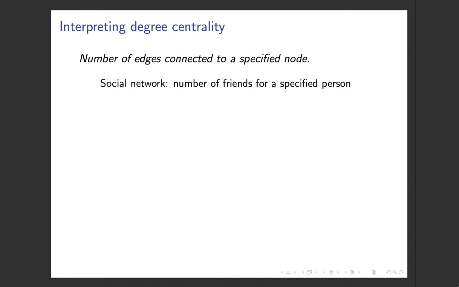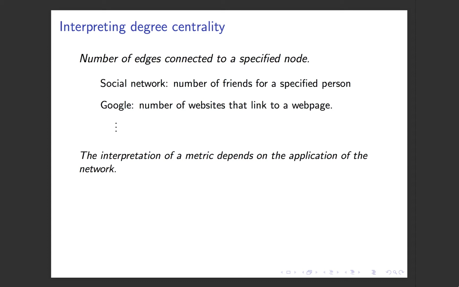Google uses networks to model how web pages are linked to one another. In particular, you can think of the degree centrality in terms of this network as the number of websites that link to a particular specified web page. The applications go on and on. The main point that I want to make here is that the interpretation of a metric depends on the application of the network. So these degree centralities and some of our other centrality metrics are going to have some very interesting interpretations once we know what our network is trying to model.